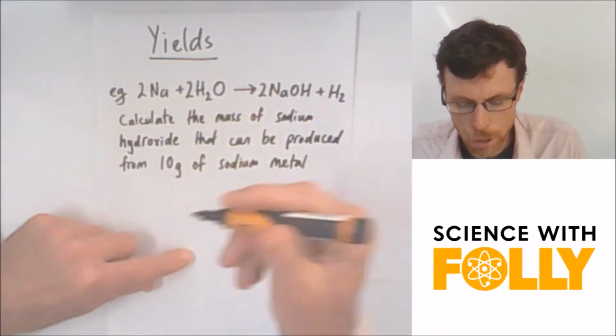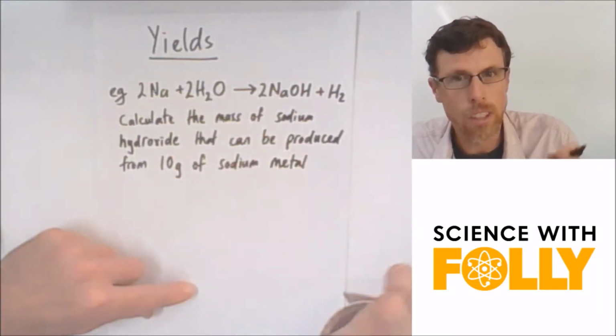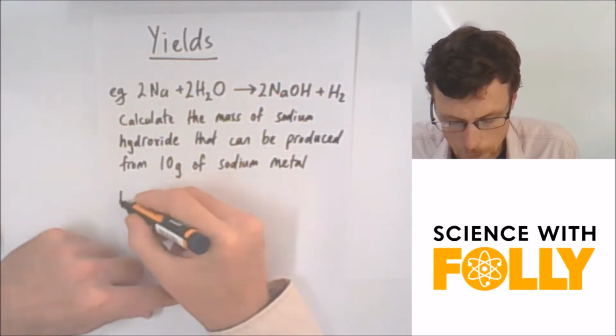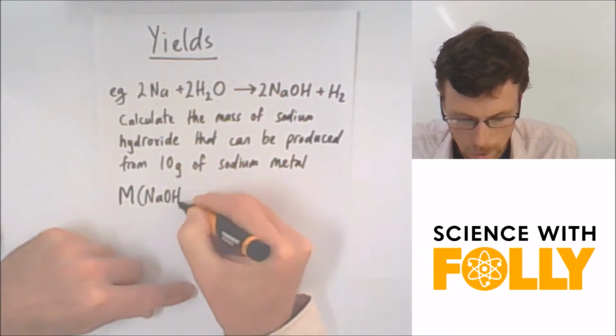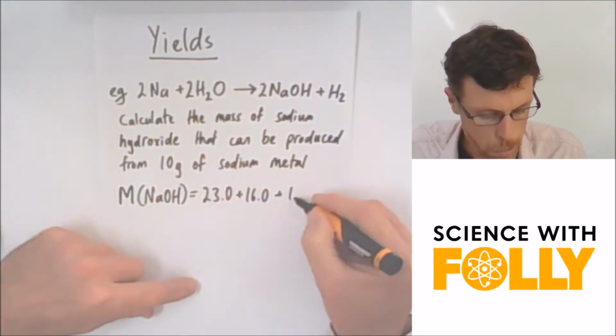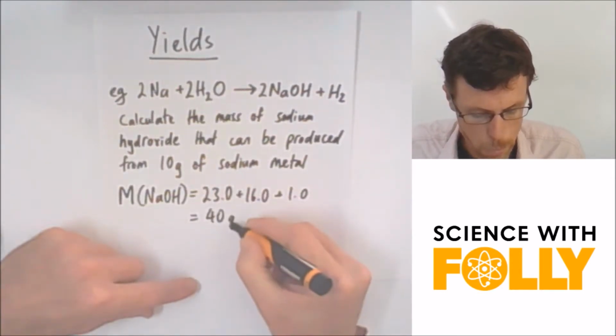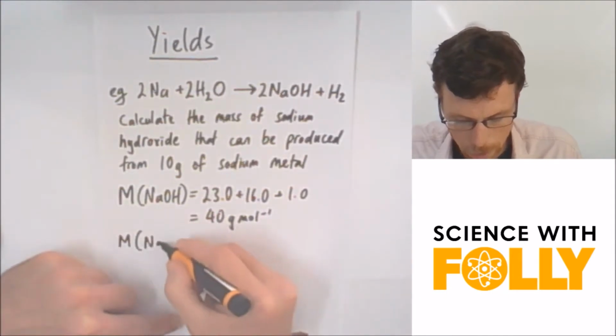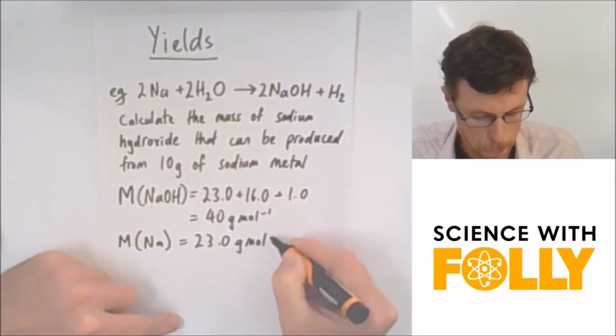We can do that first by calculating the molar mass of sodium hydroxide and sodium metal. The molar mass of sodium hydroxide, NaOH, equals 23.0 for sodium, plus 16.0 for oxygen, plus 1.0 for hydrogen, and that gives us 40 grams per mole. The molar mass of sodium metal is simply 23.0 grams per mole.